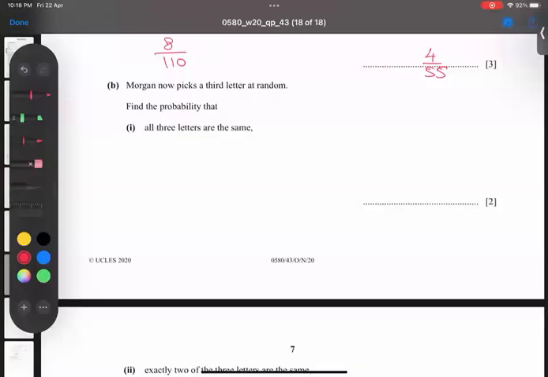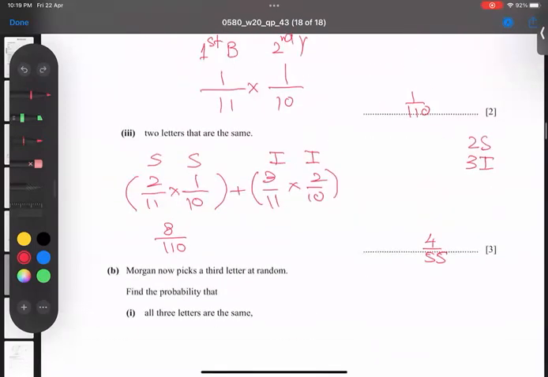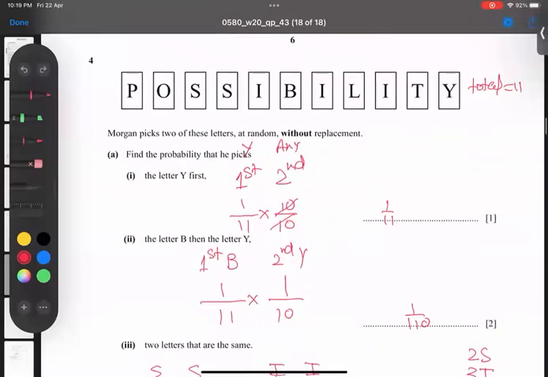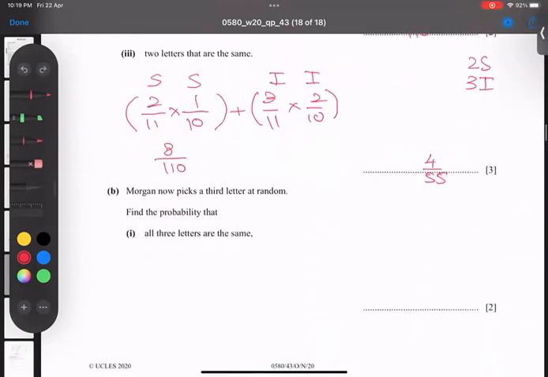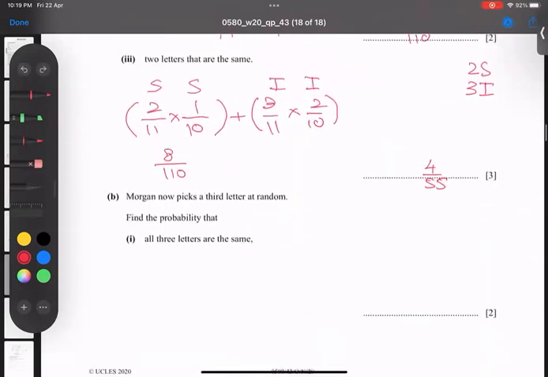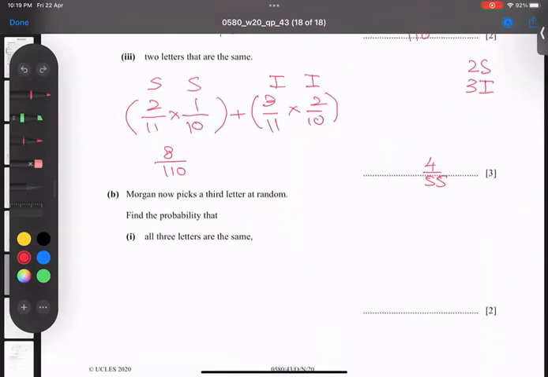So Morgan now picks 3 cards at random. Now 3 letters, and find the probability that all 3 are the same. As I discussed before, no letters repeat except 2 S's and the I's. So there is no possibility that 3 letters repeat except I. It means our attention will be only towards I. How will 3 cards be the same?